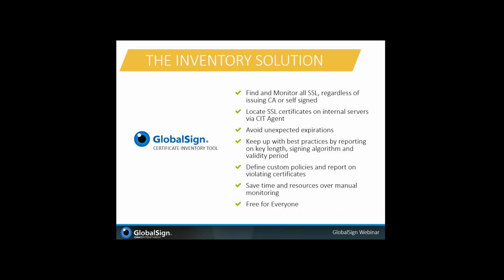This is a tool that will help you save time and resources over manual monitoring and checking and checklists. And occasionally, people will renew a certificate, so it looks like it's renewed within your CA portal, but in fact, it hasn't been installed on all the servers yet. CIT will help identify those servers which contain the old certificate and let you know before it expires. And best of all, it's free for everyone to use.